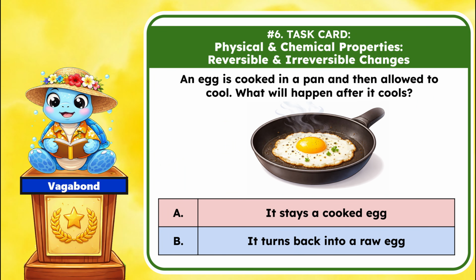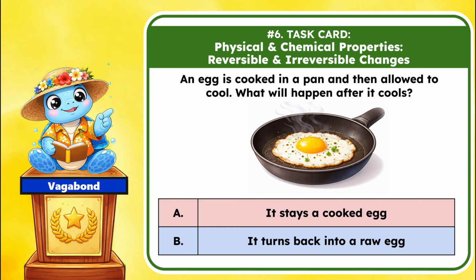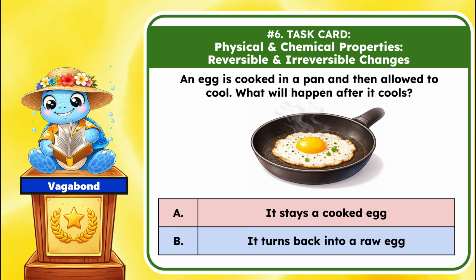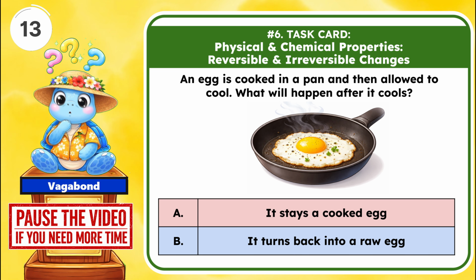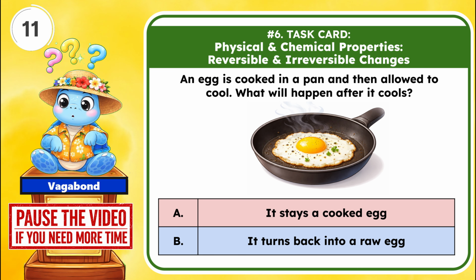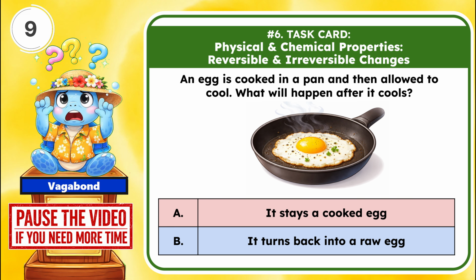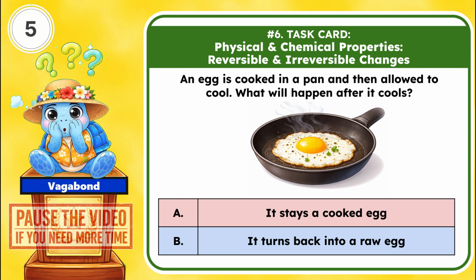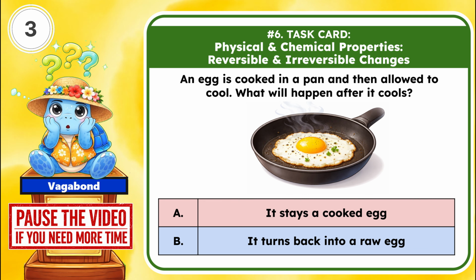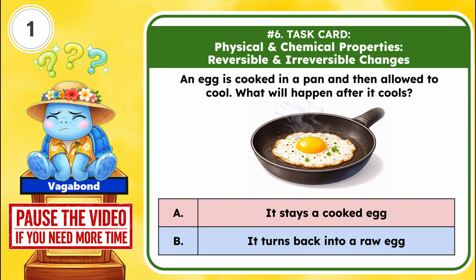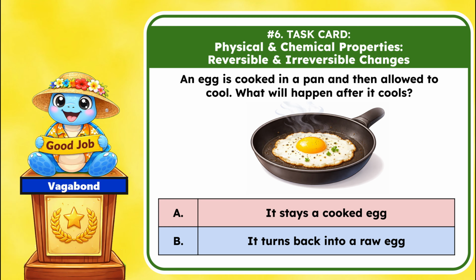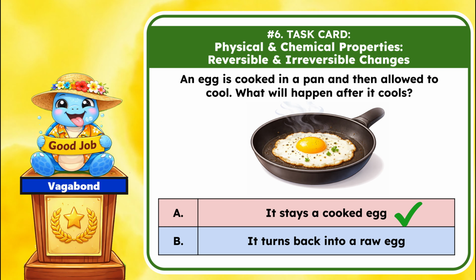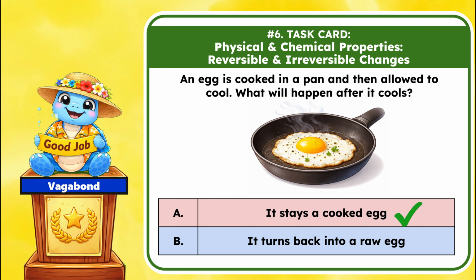An egg is cooked in a pan and then allowed to cool. What will happen after it cools? And the correct answer is letter A. It stays a cooked egg.